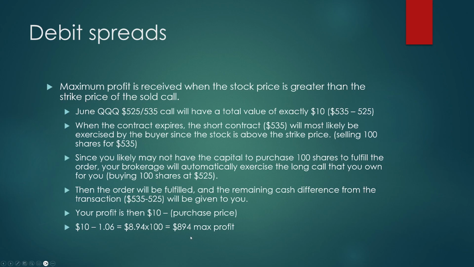So if you had a purchase price of 106, and then you get that $10 value from the spread exercise, then your total profit from the entire spread that you purchased is going to be $894 for that specific spread. And that's going to be the max value.